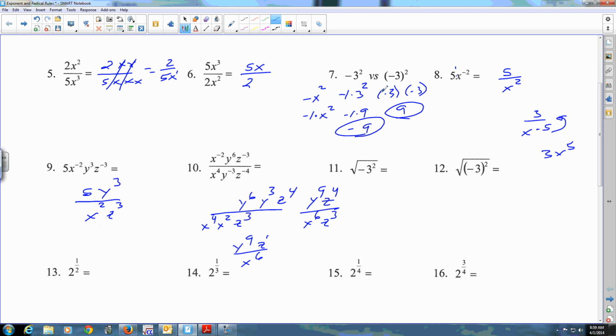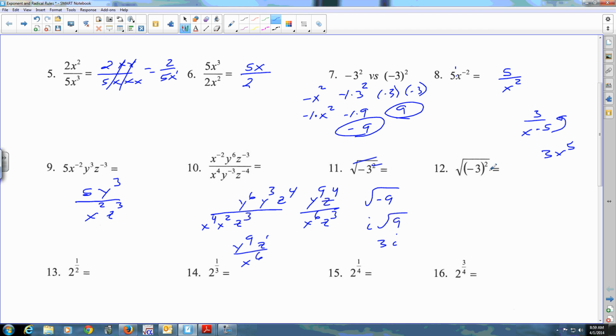Okay, what we talked about before is that's going to be the square root of negative 9, because the negative doesn't know it's being squared. You can't cancel these if what's inside is negative. You first have to deal with that negative, so it comes out as i. Now the square root of 9 is 3, so your answer is 3i.